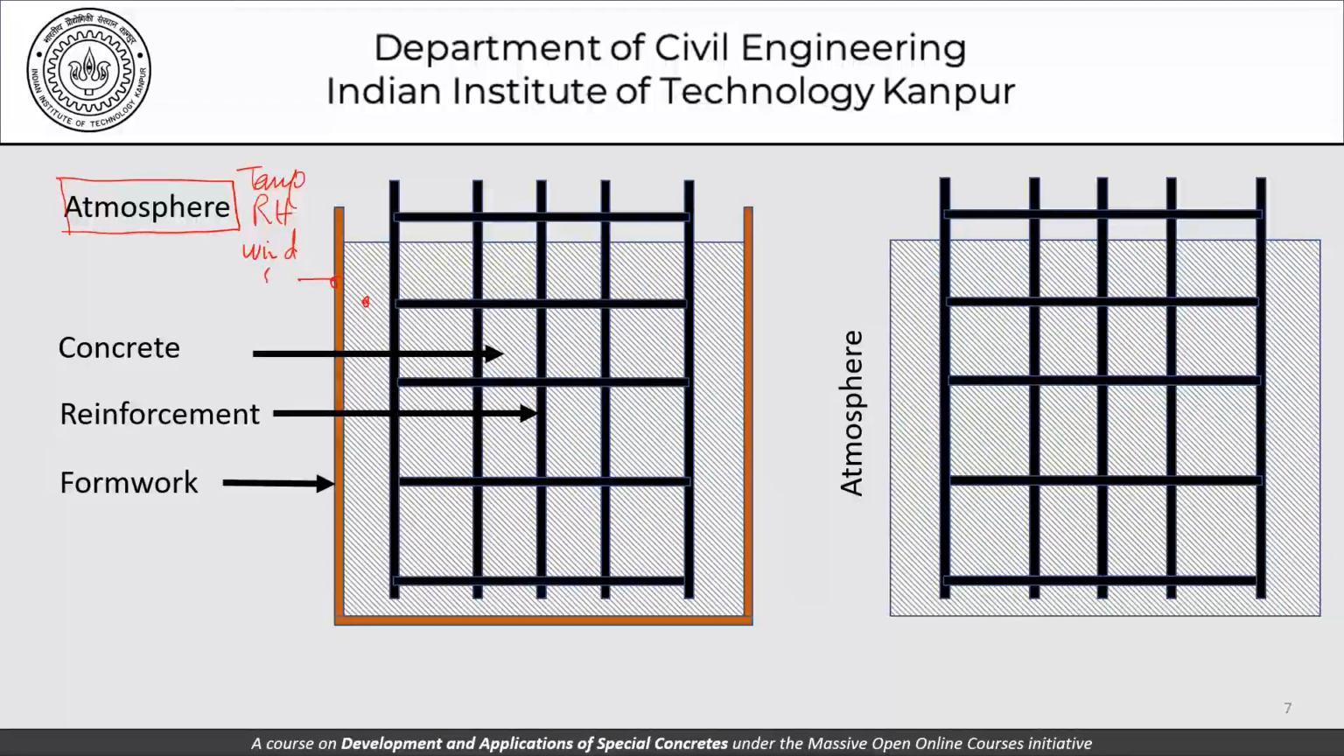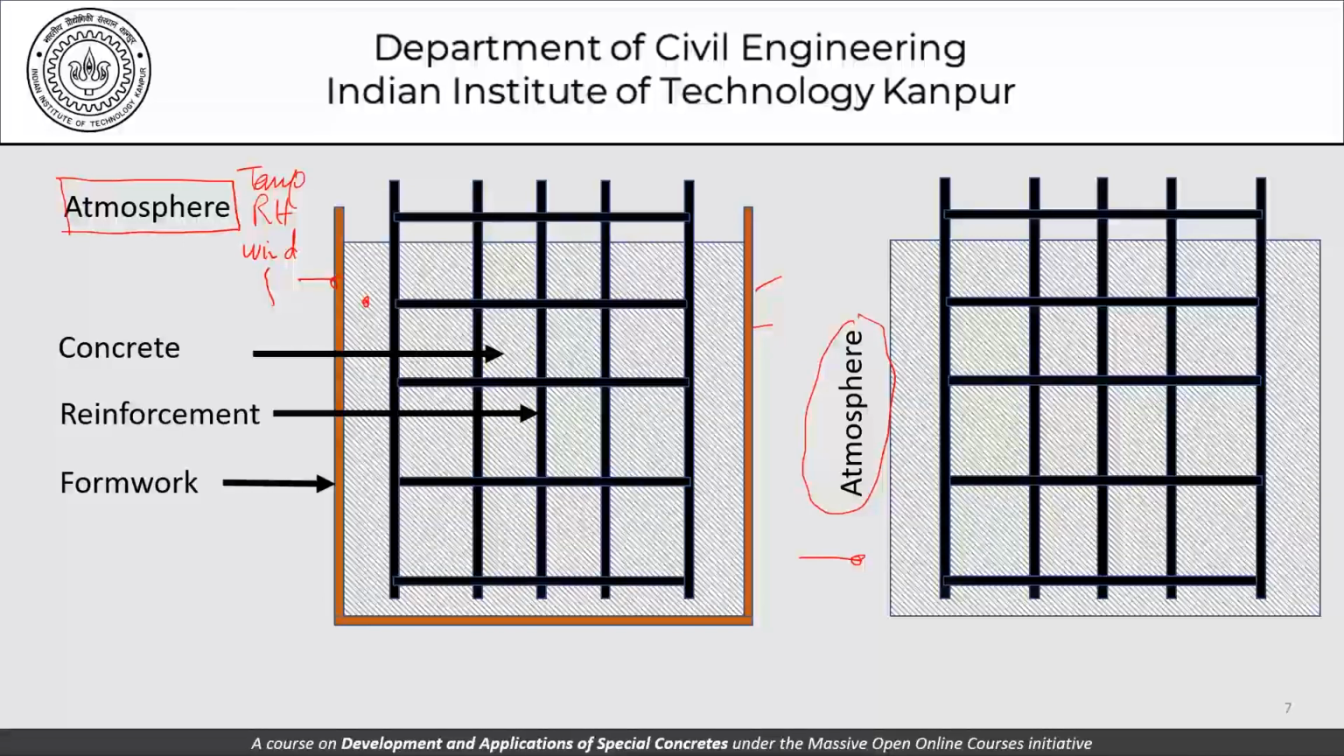Once the concrete has hardened and has sufficient strength to be able to sustain at least its self-weight, we remove this formwork and we get a concrete which is of this form. That is, the concrete is exposed to the atmosphere. In this case here, till such time as the formwork is there, the concrete is protected from the atmosphere, at least from direct contact, except for the horizontal surface, the way I've shown it here, except the top.